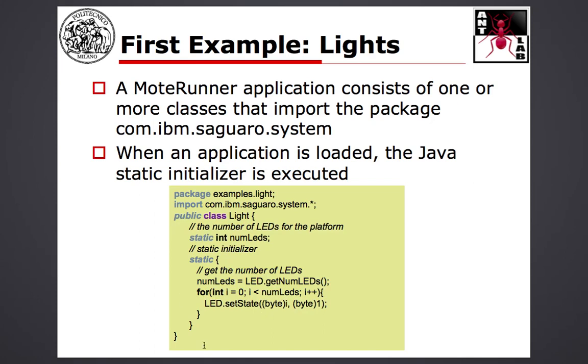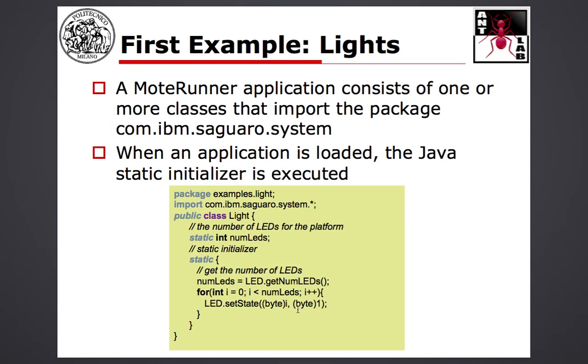And then I just have a cycle here, a loop. I will loop on all the LEDs, from 0 to 2, and I will set the state of the LED i to 1, meaning that I will turn on the LED. So this is the equivalent of the TinyOS call Leds.turnOn, something like this. So this function here will turn on the LED with the index i, so LED 0, LED 1, LED 2 in this example.